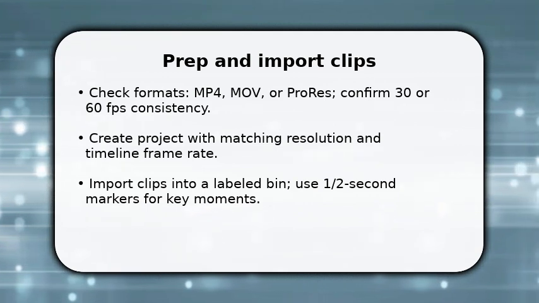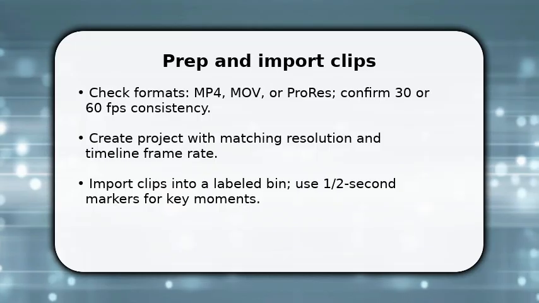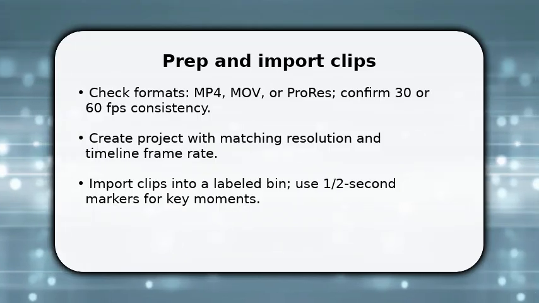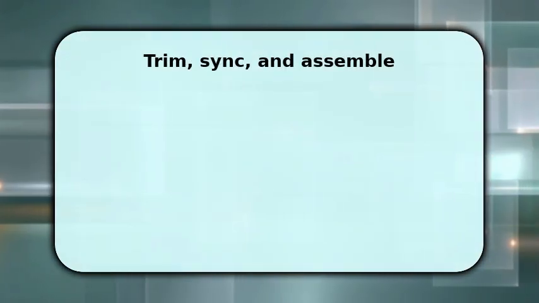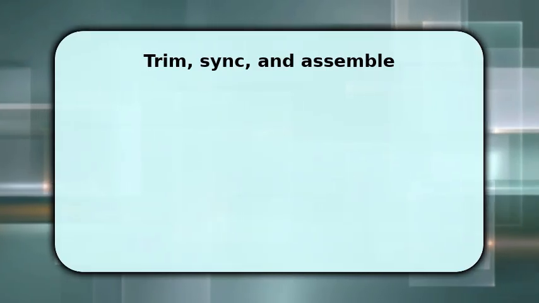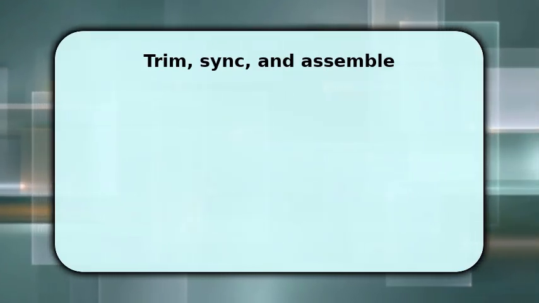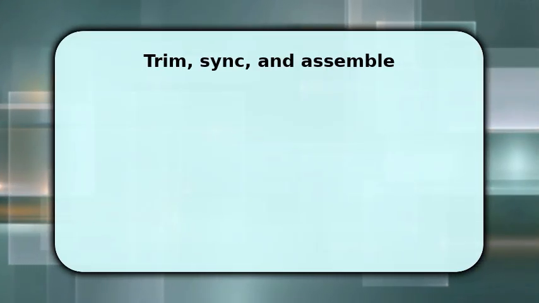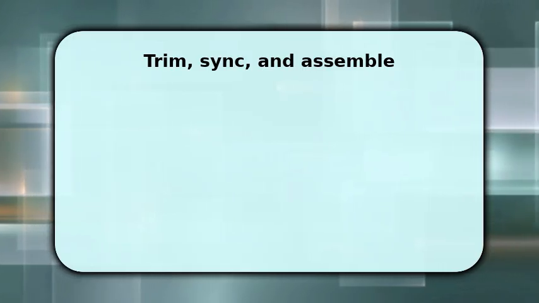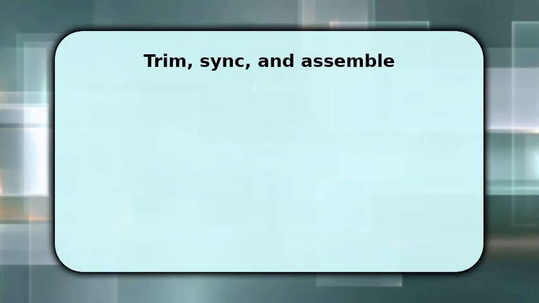You now move into detailed execution. Trim aggressively but thoughtfully to keep momentum. Use ripple and roll edits to remove dead space and tighten clips by roughly 10 to 30% where needed. Then sync audio tracks with auto sync or waveform alignment so lips and sounds match. This avoids later audio drift.